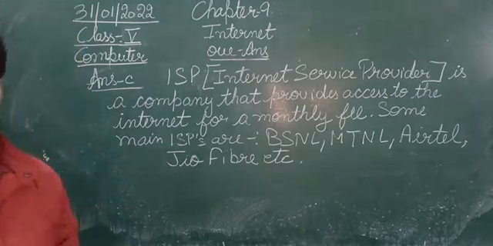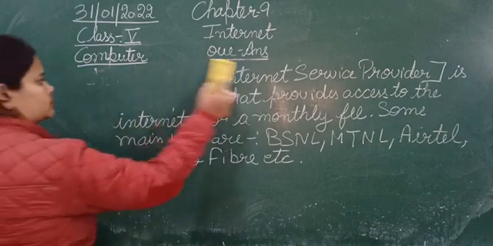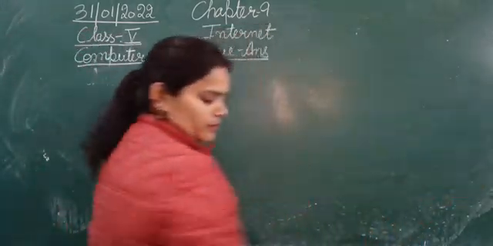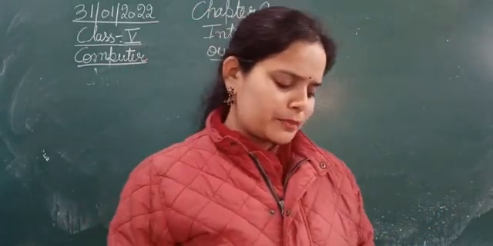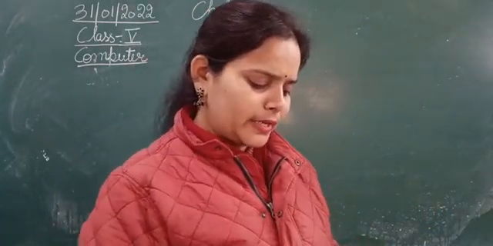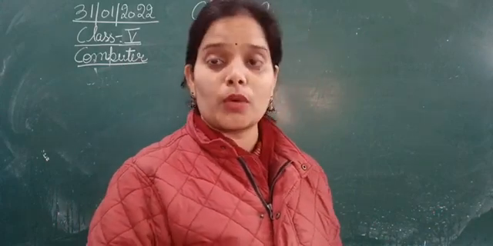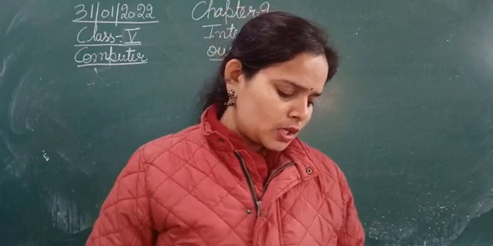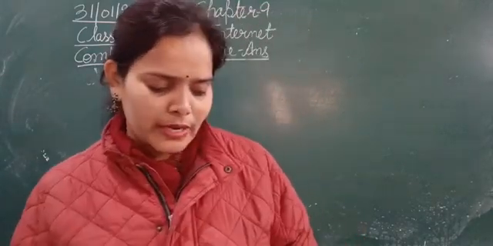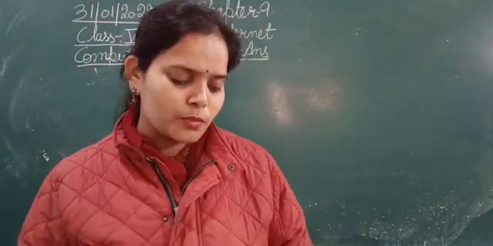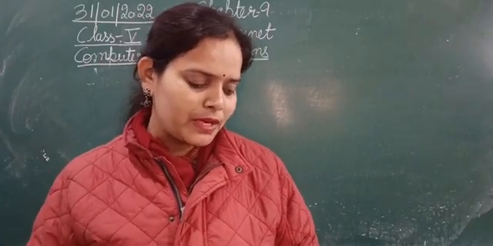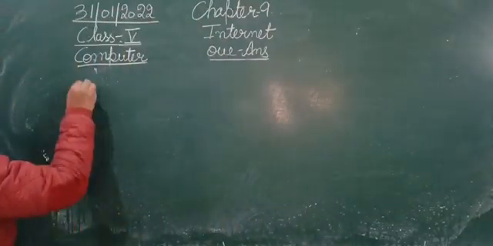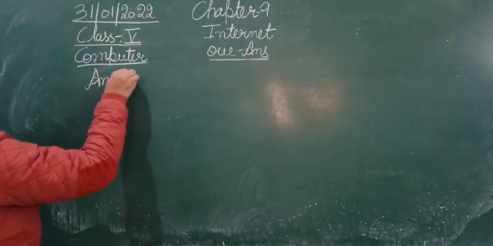Moving next to question number D. The question is, what is a web browser? Write the names of any two widely used web browsers. Now we need to mention what web browsers are. A web browser is a software program that allows us to browse the internet and to open different websites. Answer number D, what are web browsers?